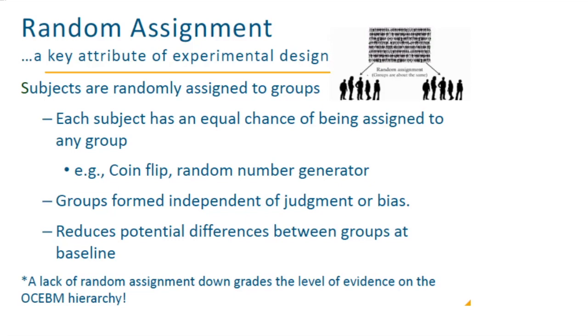Okay? The reason it's randomly assigned is that the groups are then going to be formed independent of judgment. The last thing you want to do is assign an entire gender to one side and an entire different gender to the other side, one control, one experimental, unless in fact you are comparing males and females, for example, okay? So randomly assigning them will also reduce any potential differences between the groups at baseline, okay? Note what I have written at the bottom: if you do not have random assignment, it's going to bring that study down a little bit lower on that hierarchy, okay?